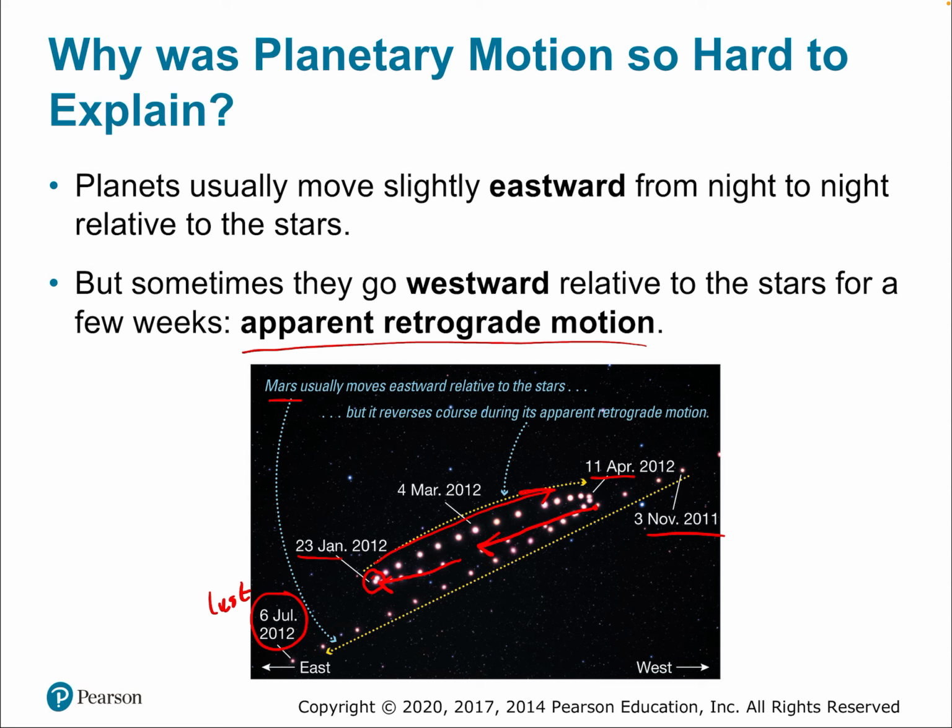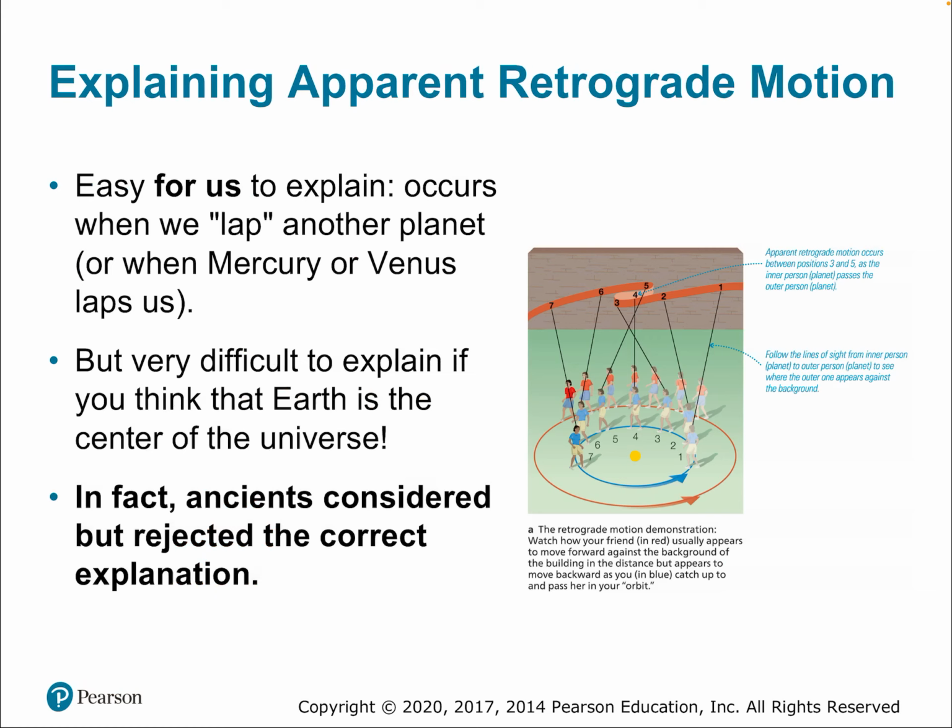But every 2 years, it will do a little loop-de-loop as it appears to move back towards the west. Why is this? Well, that's because we're lapping Mars. And as we look towards Mars relative to the distant backdrop of unmoving stars, it's going to have different positions relative to those stars due to parallax, due to the fact that we're moving relative to each other and Mars is relatively close to us.